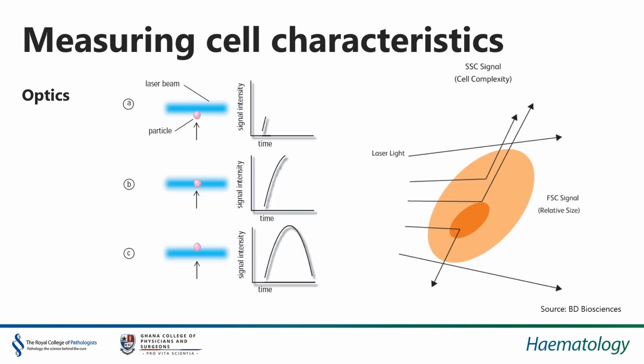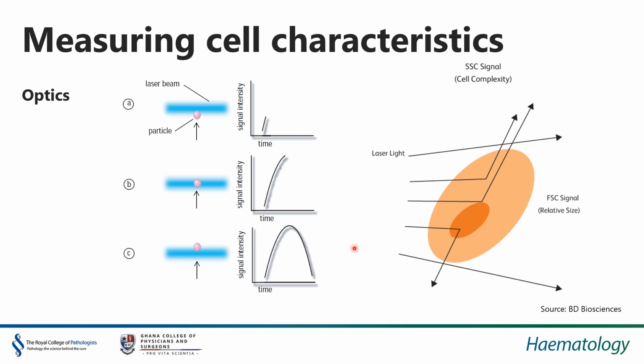So how does it measure each of these characteristics? Well, you've got your laser beam here, you've got your sample, your particle that's flowing through. If you plot time versus signal intensity, as your sample starts to enter the laser beam, you get a change in that signal intensity. As the cell is all the way through the middle of the laser, you get a peak in that signal intensity. And then as the cell passes out the other side, that signal intensity drops off. And that gives us that accurate enumeration of cells.